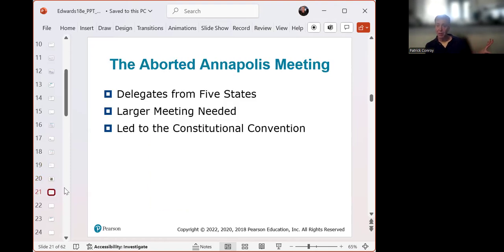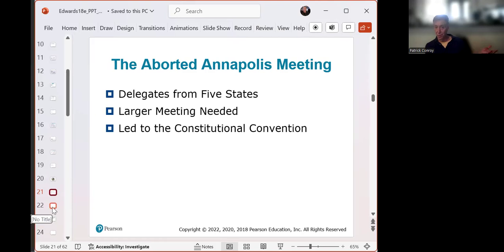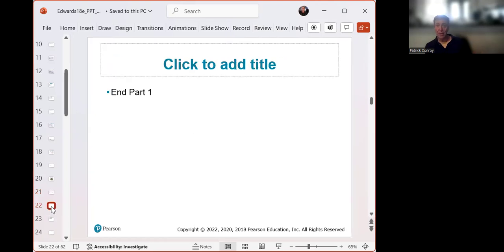First, they start to set up a meeting in Annapolis. Only 5 states showed up. So then they decided to call a new constitutional convention, to try to get more states involved. We'll come back for the next part in part 2.